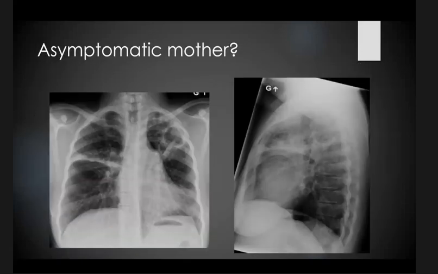And this is her mother, who was technically asymptomatic, but you can see that she has those cavitations in the upper part of the lung. So her mother was positive for tuberculosis.